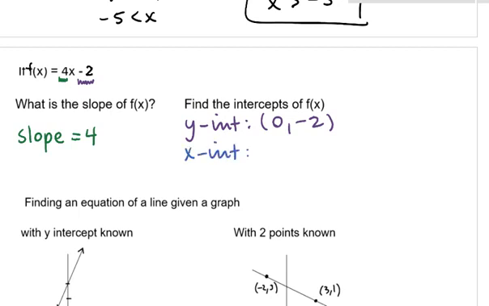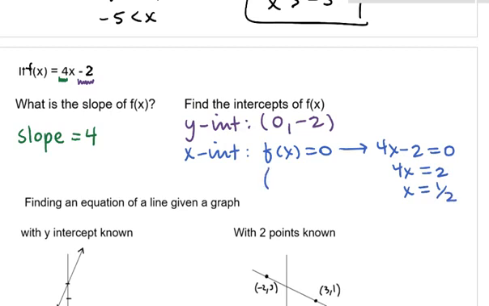For the x-intercept, what I need to do is set y equals 0. But since y is f of x, I'll just say that's when f of x equals 0, and it'll be the solutions to that equation. So I need 4x minus 2 equals 0. Add 2 to both sides, divide by 4, and I'll get x equals 1/2. So that's x is 1/2 and y is equal to 0.